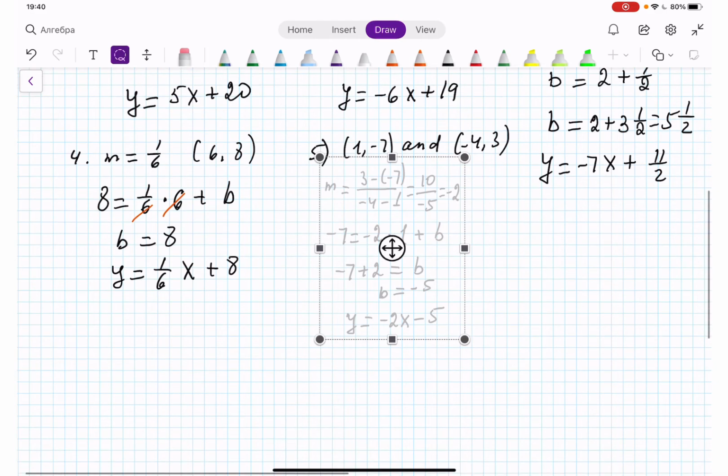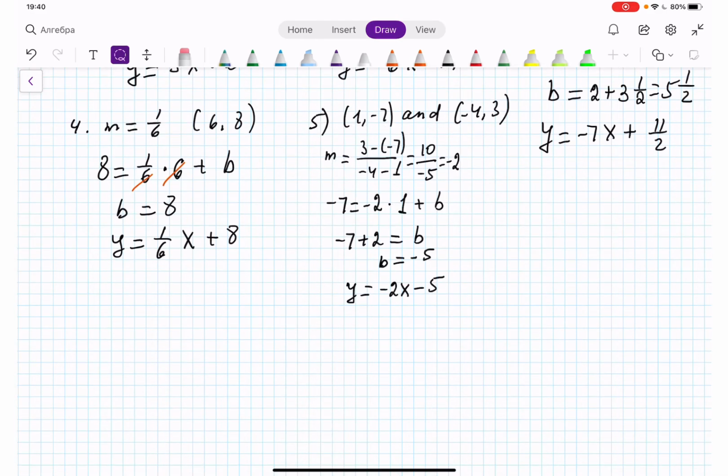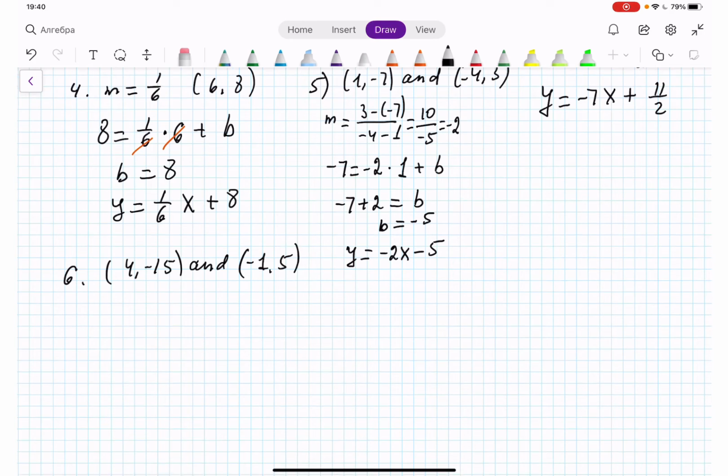Okay, number 6. Number 6 is the same way. We have two points, (4, -15) and (-1, 5). So we need to find m, slope, and intercept b. Slope is equal to 5 minus negative 15, over negative 1 minus 4. So this is going to be 20, over negative 5, which is negative 4.